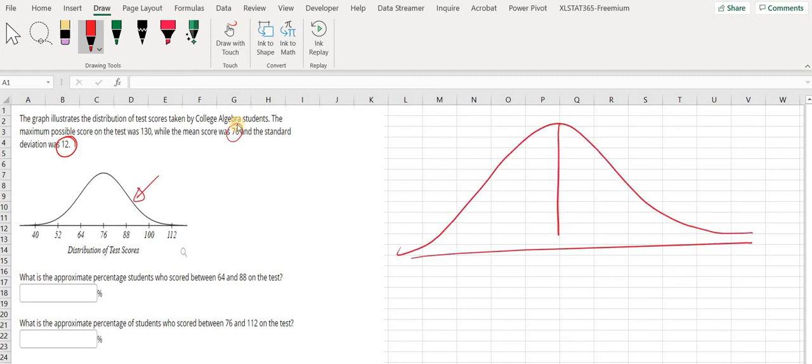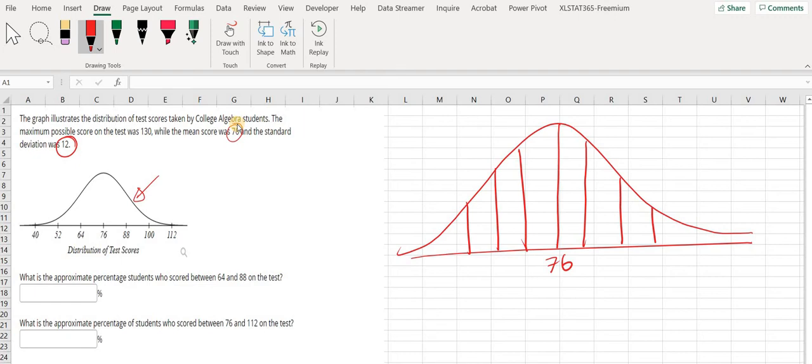And I know that the mean is going to go in the middle, 76. And then I'm going to find three numbers to the right and three numbers to the left, just because the empirical rule just tells us about the percentages within 3 standard deviations of the mean. That's the reason we need three numbers.